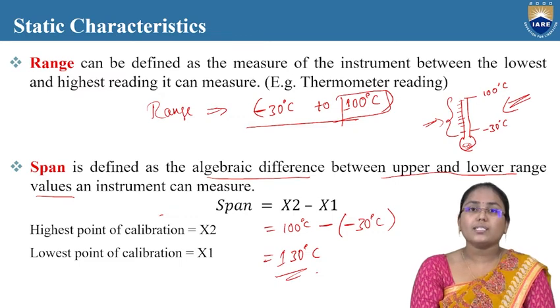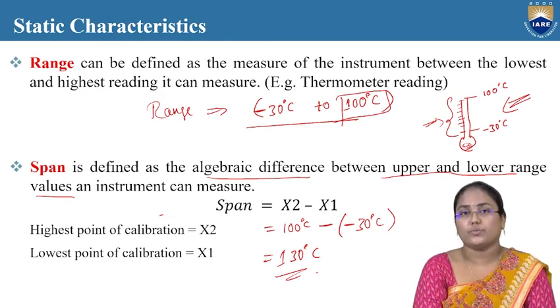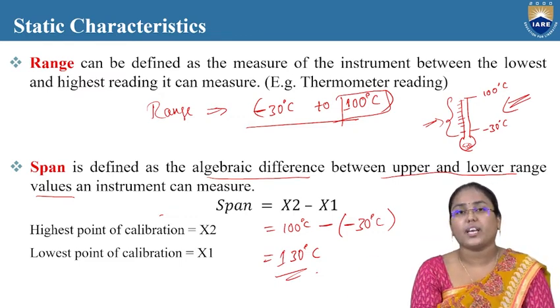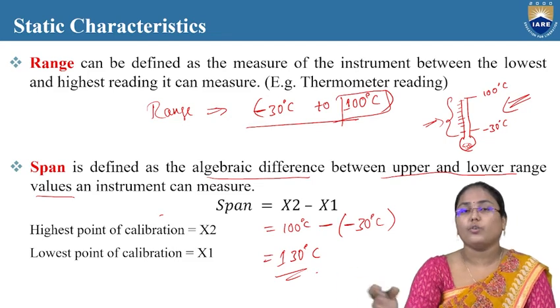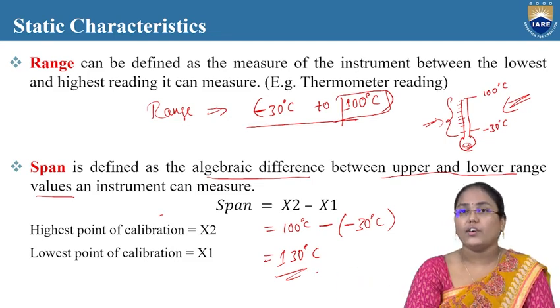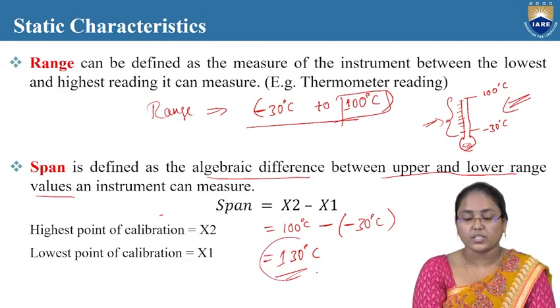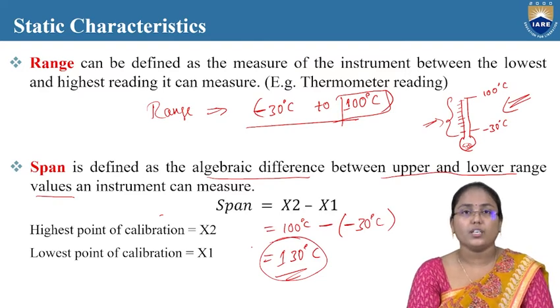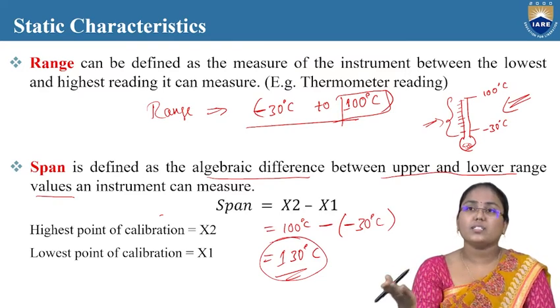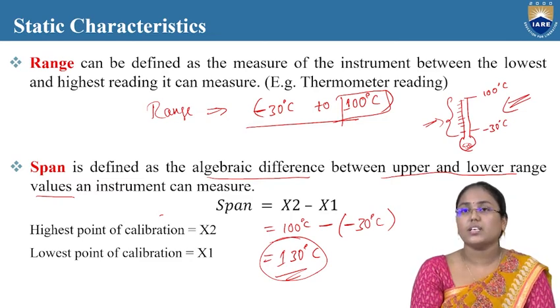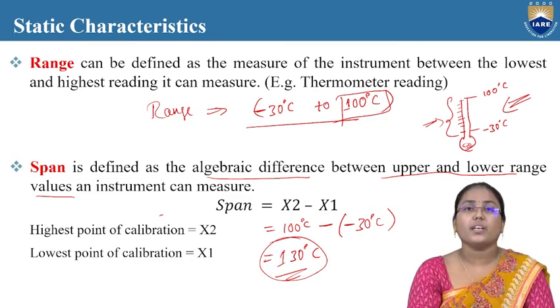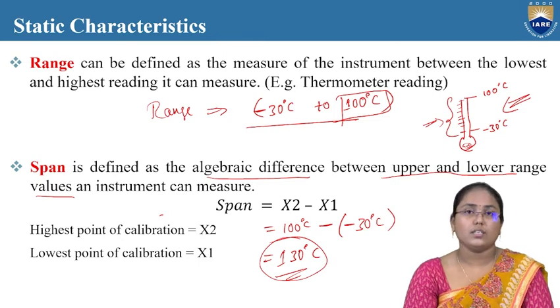The range is from which value to which value the instrument can measure. Span is how many values, how far it can measure. That's why the range of the thermometer we have considered is minus 30 degrees to 100 degrees Celsius, whereas the span is about 130 degrees Celsius.